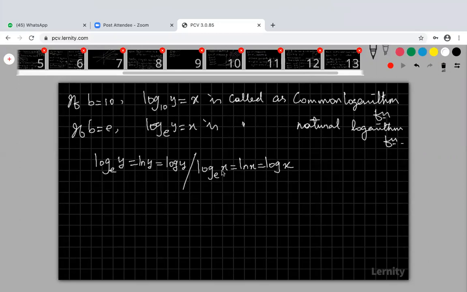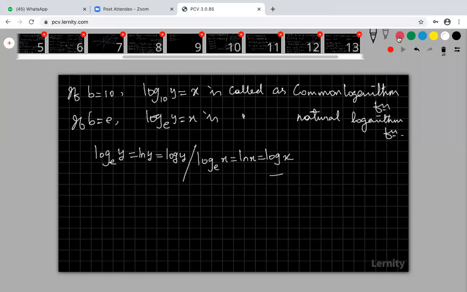Are you clear? In differential calculus and integral calculus, we are going to use this log x only. Please note this. This is a very important point. Wherever log x is given in differential calculus and integral calculus, throughout this chapter and the next chapters, my log x is nothing but log base e of x, or ln x. Not log base 10, not any other base. Only the base is e. Okay, right, because why?